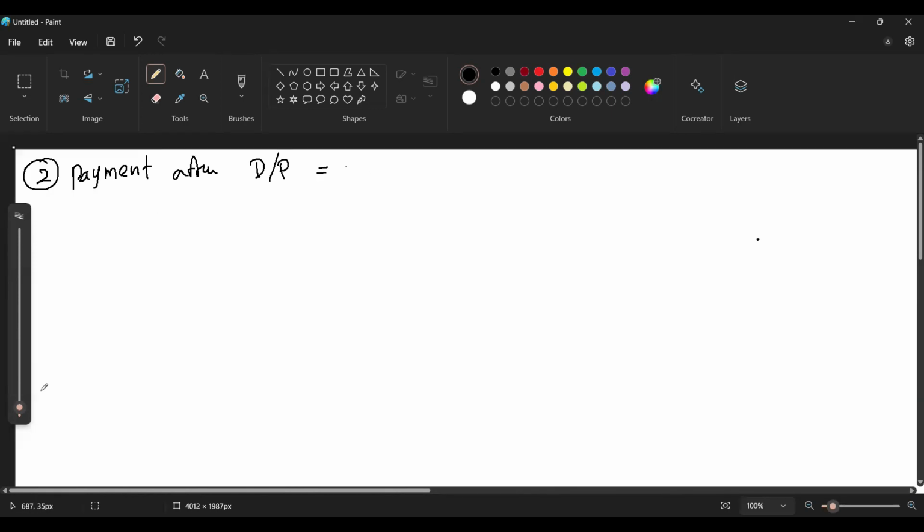So the total cost is what? 80,000. They take a down payment of 8,000. The remainder after that should be 72,000 rupees. So 72,000 rupees have to be paid after this payment. It should be due within what?